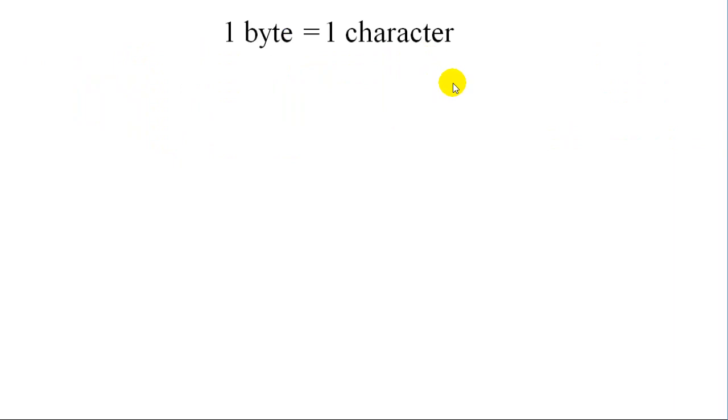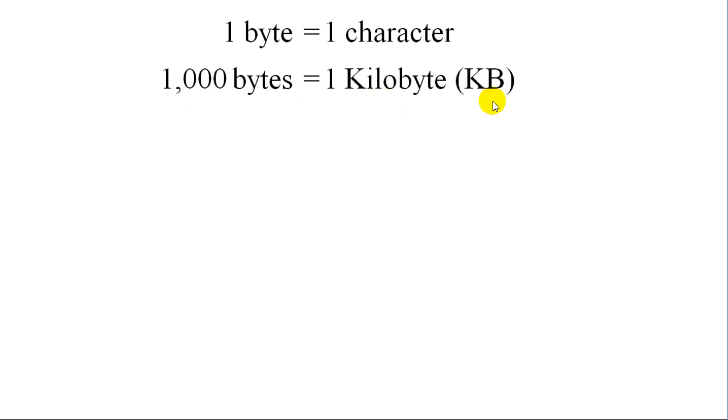But we don't often talk about 1 byte at a time in computers. We talk about bytes in groups. 1,000 bytes has a special name. Do you know what the special name for 1,000 is? There's a special name for 1,000. Kilobyte, and we abbreviate that KB, 1,000 bytes.